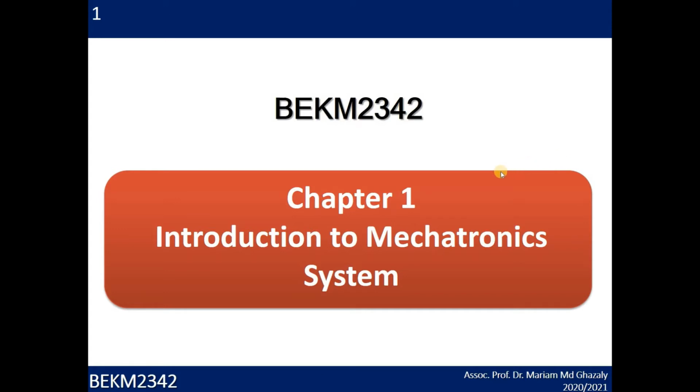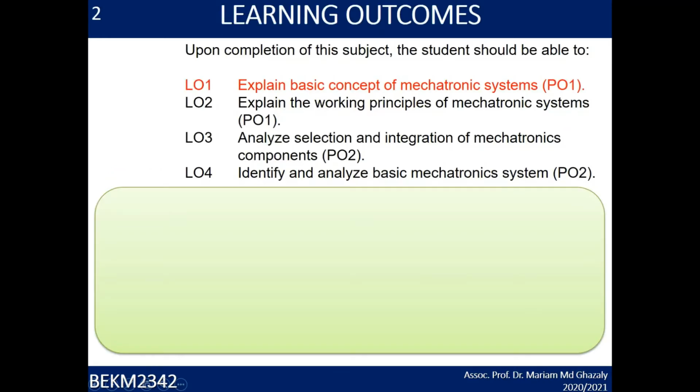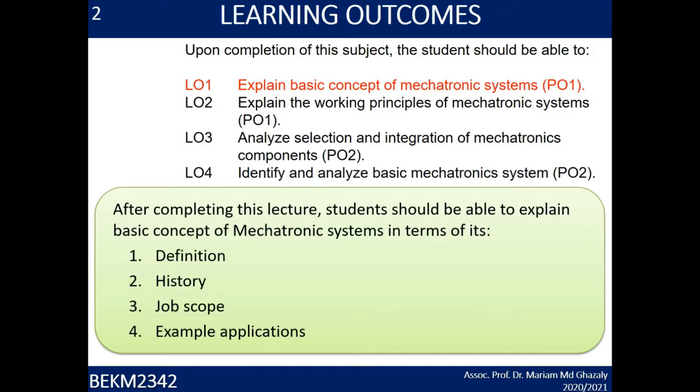So for today, we are going to start with chapter 1, which is on introduction to mechatronic system. For chapter 1, the learning outcome is LO1, which is to explain the basic concept of mechatronic system. After completing this lecture, students should be able to explain the basic concept of mechatronic system in terms of first, definition, second, history, third, job scope, and fourth, example of application of mechatronic system.